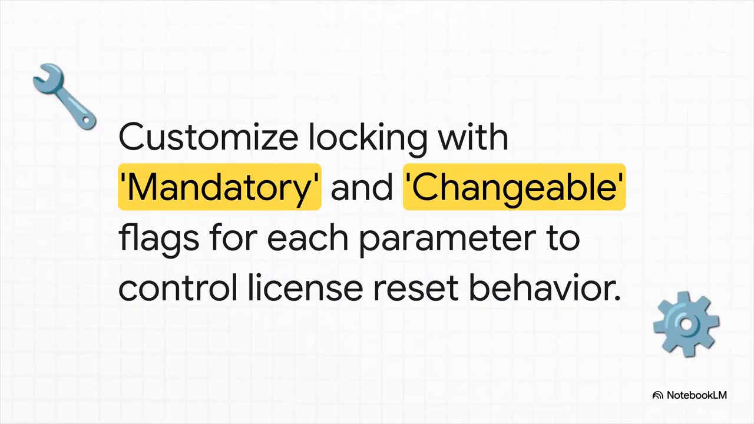And the control you have gets even more granular. For every single one of those parameters, you can flag it as mandatory, meaning if that piece of hardware is missing, the app just won't run. Or you can mark it as changeable. This is great because it lets a user, say, swap out a faulty hard drive without their license immediately breaking. It's all about finding that sweet spot between tight security and a good user experience.